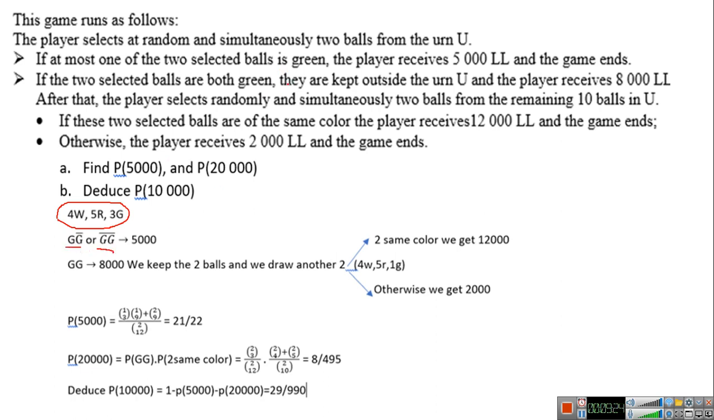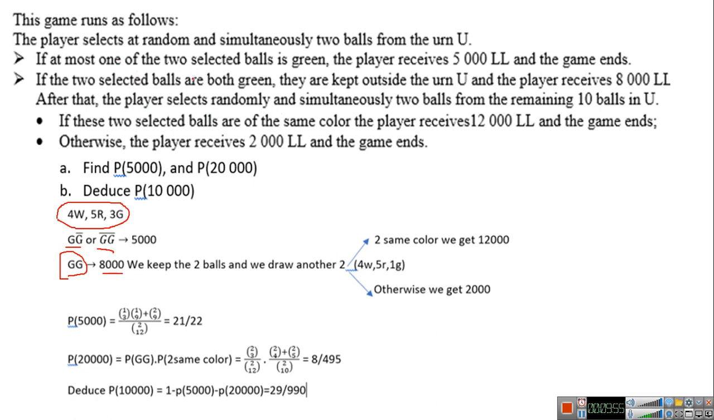If you have at maximum, you get 5,000. So if at most one of the 2 selected balls is green, either 0 green or 1 green and 1 non-green, you get 5,000, and the game ends. If the 2 selected balls are both green, you get 8,000. After that, the player selects randomly and simultaneously.